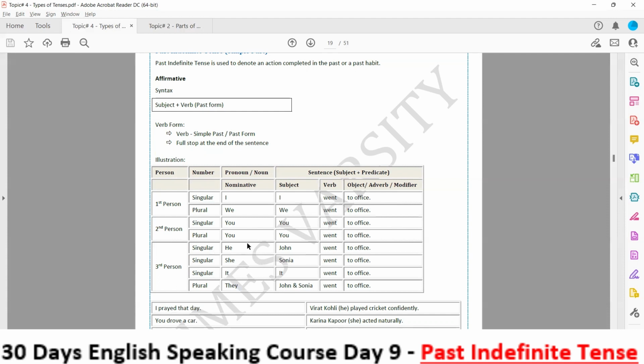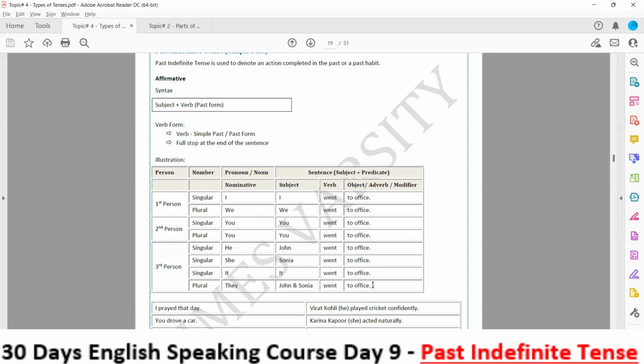Instead of a pronoun, we can also use a noun. So let's say John went to office. Similarly, she went to office or Sonia went to office. And in this one, it went to forest, for example, and they or John and Sonia went to office, right?